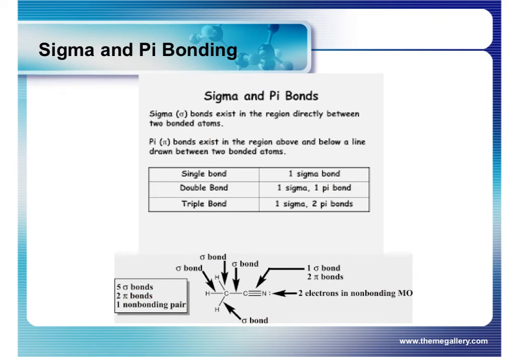Now, one of the things you should be able to do, and it's a real common multiple choice question on exams, is be able to look at a more complex structure and identify the number of sigma and pi bonds. So what if I made this a little bit trickier than it is here and gave you the structure that looked like this, okay?